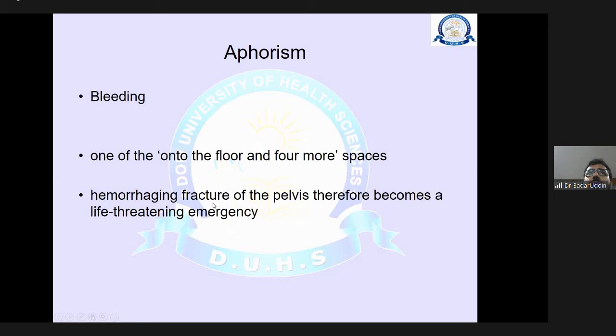So a hemorrhaging fracture of the pelvis becomes a life-threatening injury. Clearly remember, because the space around the pelvis is big. Once injury to the pelvis occurs, the space opens up and becomes larger and larger, so it can accommodate our total body blood. That accounts for our 5 liters. We have a total of 5 liters of blood, but once we have injury, we can lose up to the 5 liters as well.